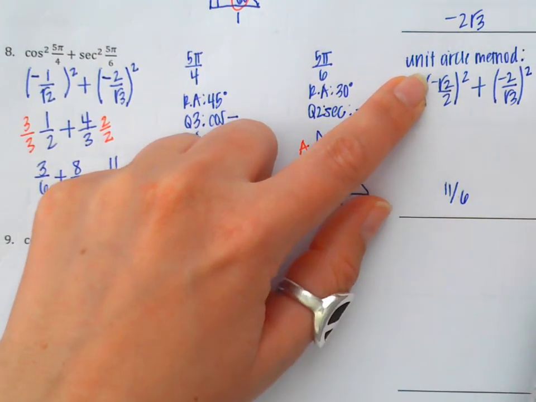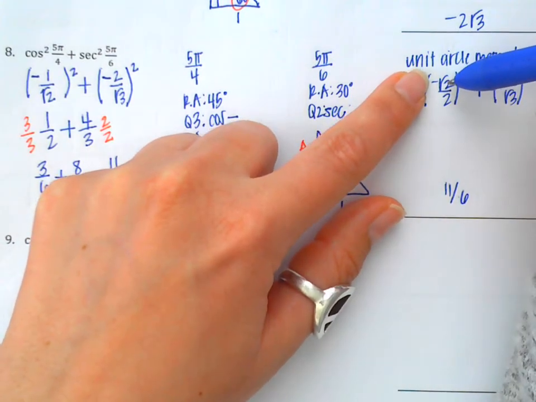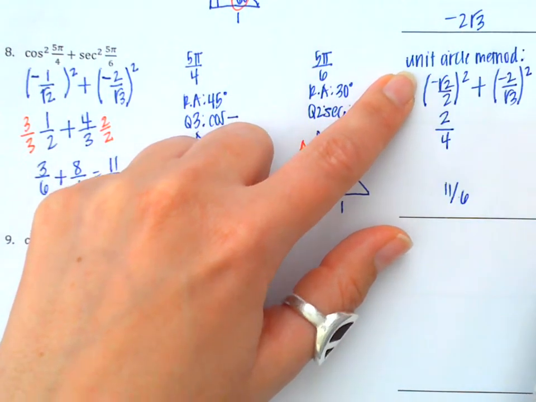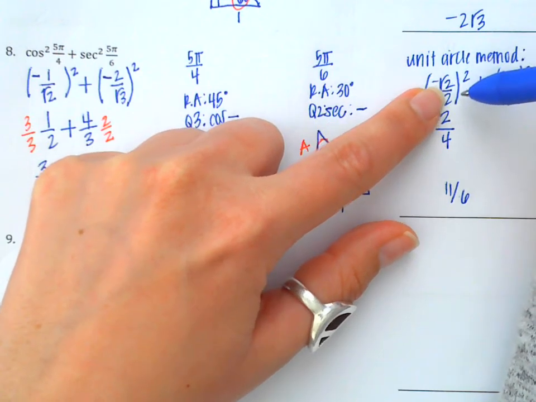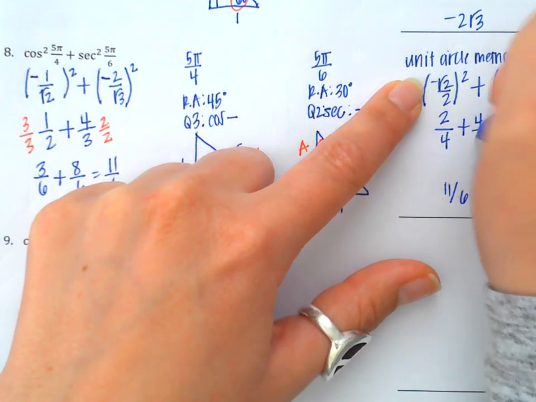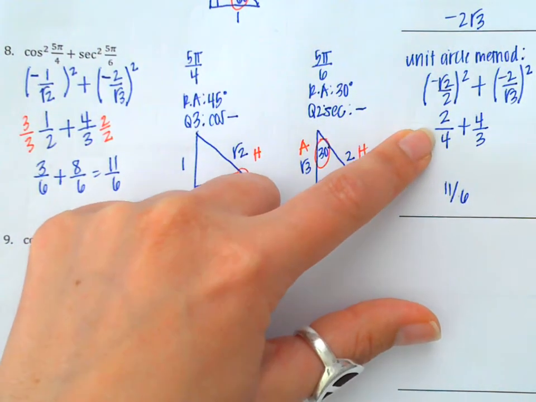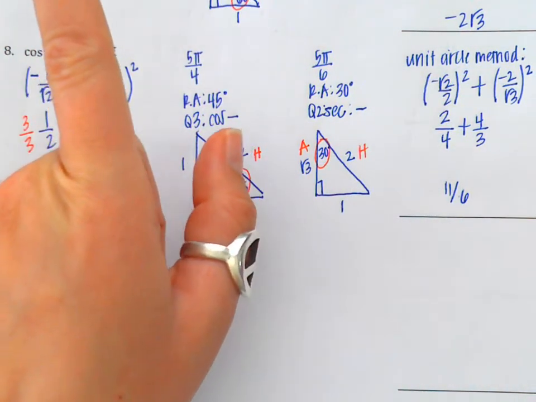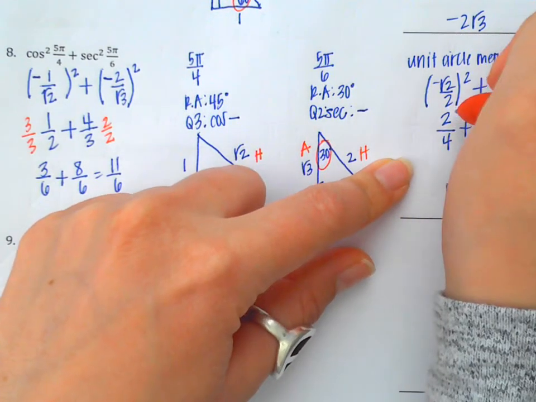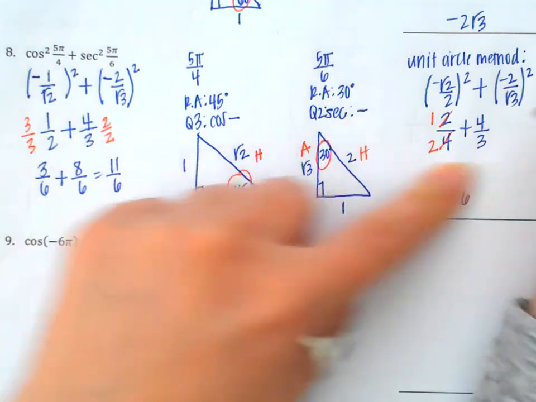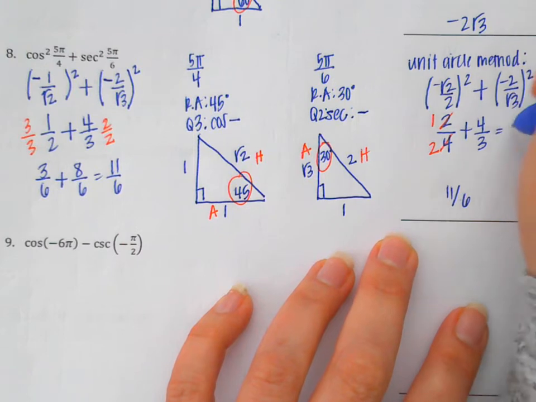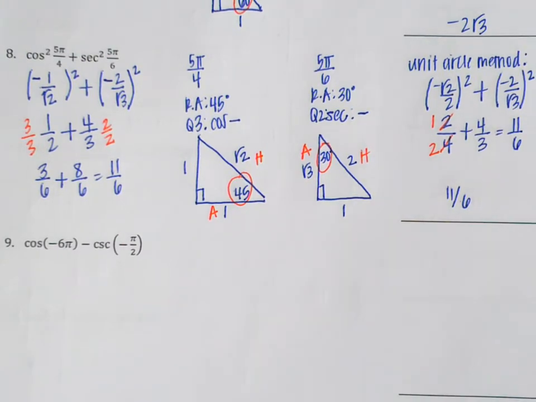And so what would happen is I would get, okay, so this would be 2/4, because negative rad 2 squared is 2 and 2 squared is 4, plus 4 over 3. And then I'd have to get a common denominator. The common denominator between 4 and 3 is 12. Or I could simplify this. I could simplify this to be 1/2, and then I'd be at the same point that I was over here. So whatever method, you still should be getting to the same answer.